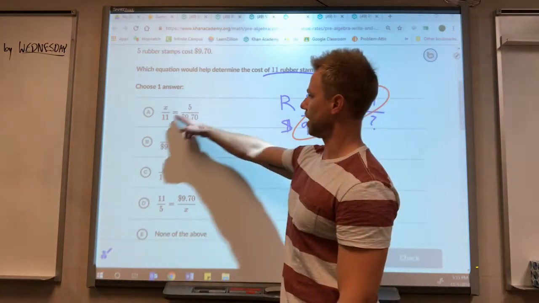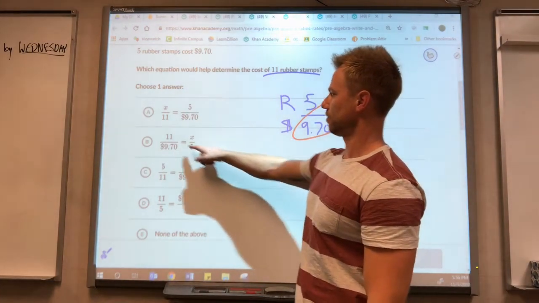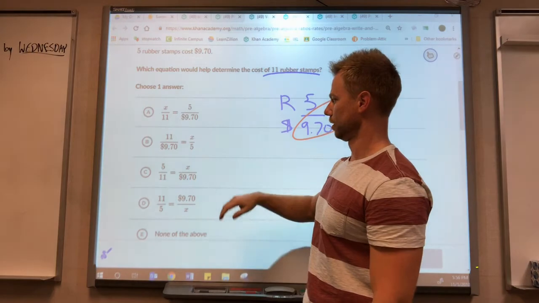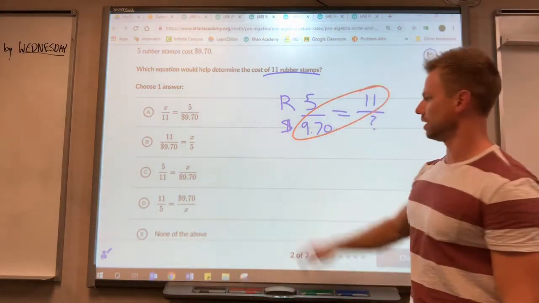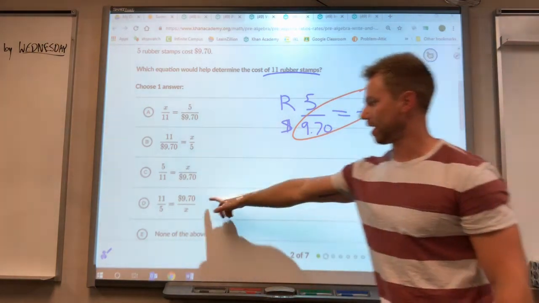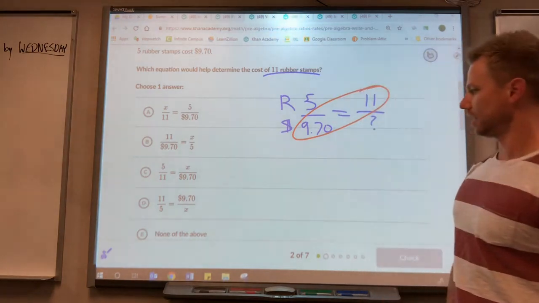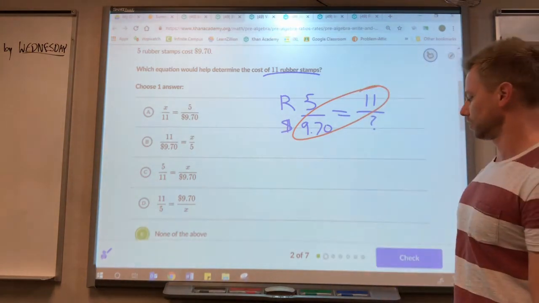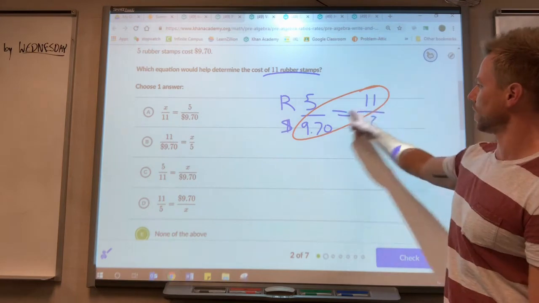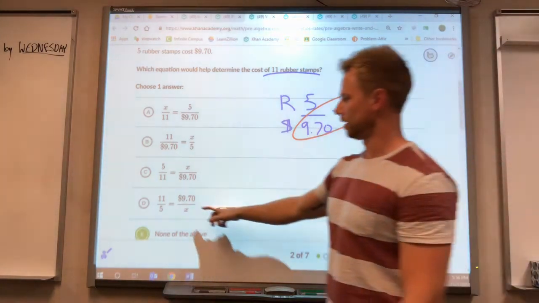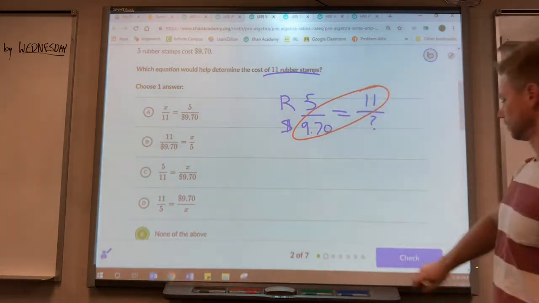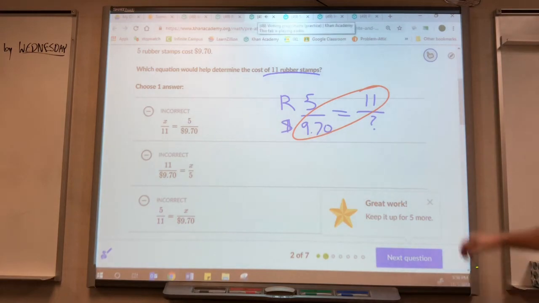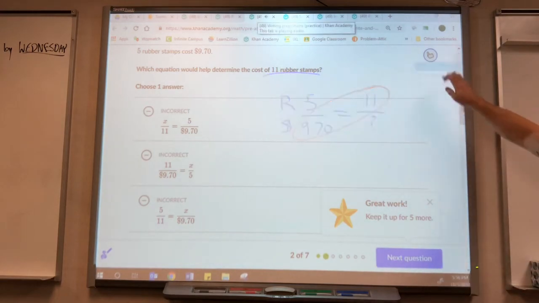So here we have 5 and 11, that doesn't work. 5 and 970, that doesn't work. So actually none of them work. None of them have 11 and 970 at a diagonal like ours. And that's true, none of those work to solve the problem.